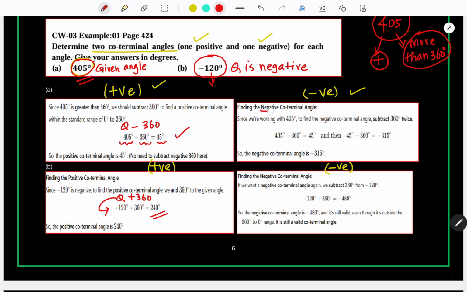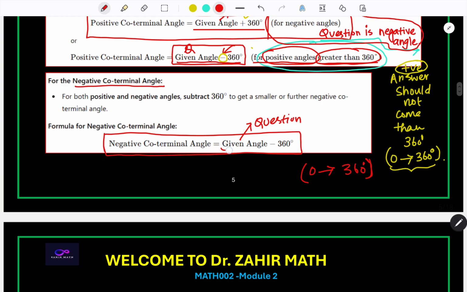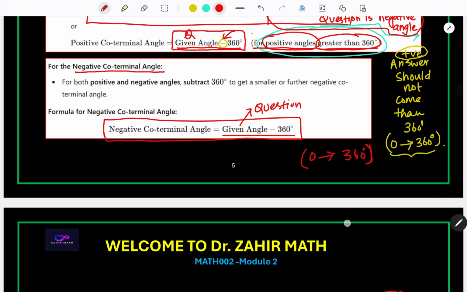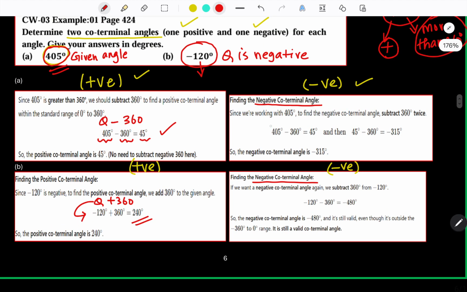Let's go for negative coterminal angle. It's very simple. Only one formula: given angle minus 360. So what is the given angle here? The given angle is 405. This is the question. Minus 360 degrees, finish, which is 45.